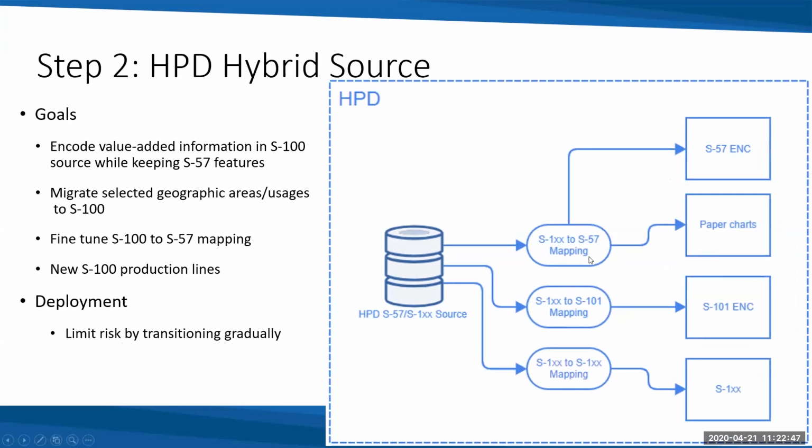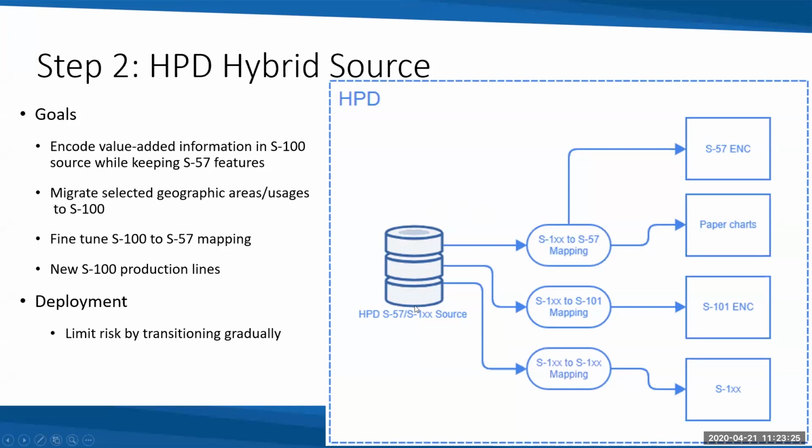So on the left, I have a hybrid source, which is S57 and S100. So you can have both, the best of both worlds, let's say, and you can start transitioning gradually to a full S100 source database. You can do it by geographical area, by usage if you want. So you choose the speed at which you're going to transition to S100.